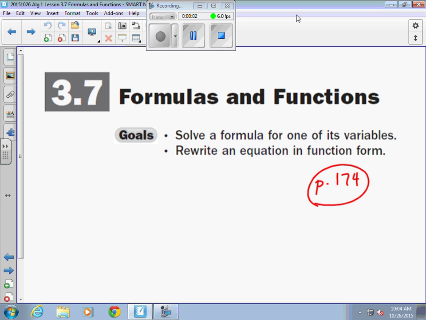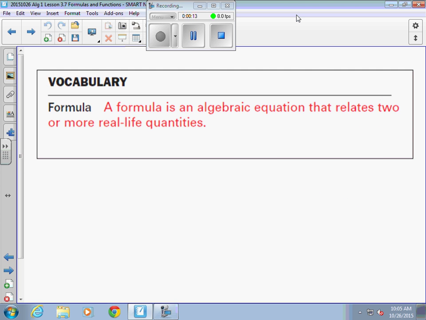This is Algebra 1, Lesson 3.7. We are doing formulas and functions. We're solving a formula for one of its variables, and then we're going to be able to write them in function form, beginning on page 174. You have a definition of what a formula is.